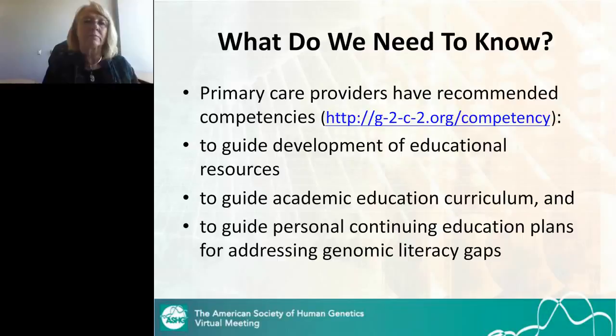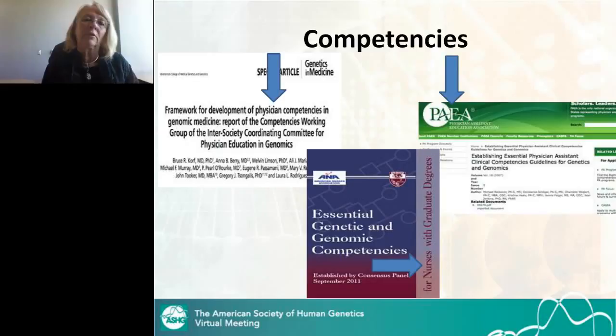So several of the disciplines have actually published their competencies. I have the most recent article from the physicians in genetics and medicine that have published their physician competencies, that you heard about from Dr. Bruce Korf earlier, and he was very instrumental in getting that group from ISCC, which I'll tell you more about in a little bit, to be able to identify those competencies. On the right side, the physician assistants, just to let you know, have just recently updated their competencies or are in the process of publishing them. And the bottom level is the nurses and graduate degrees. So these are advanced practice nurses and graduate degree nurses that have also identified their competencies.